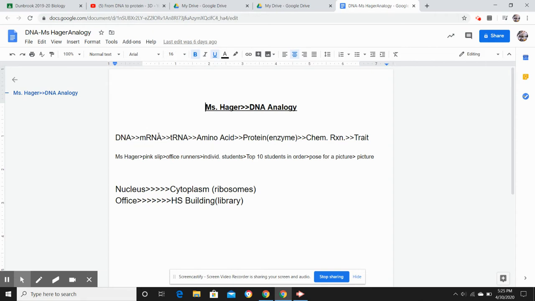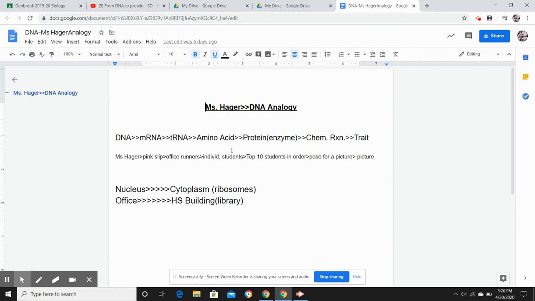Remember, that process was called transcription. To scribe means to write. So it's like DNA is writing its message down on RNA, on messenger RNA. That messenger RNA is then going to hook up with a transfer RNA. This is kind of like an office page that is going to bring a particular student, an amino acid, to build this protein. Remember, proteins are made of amino acids.